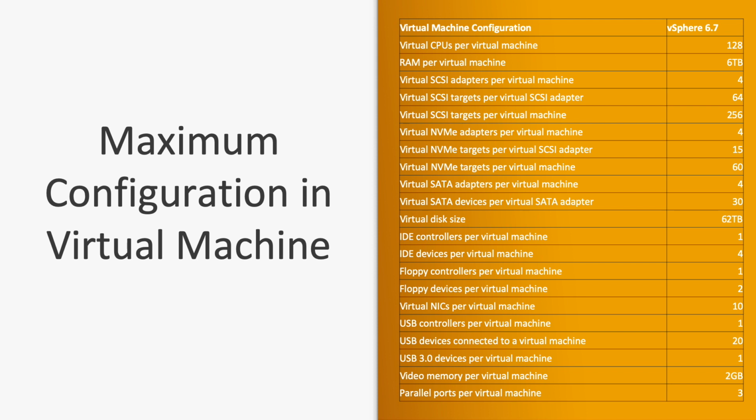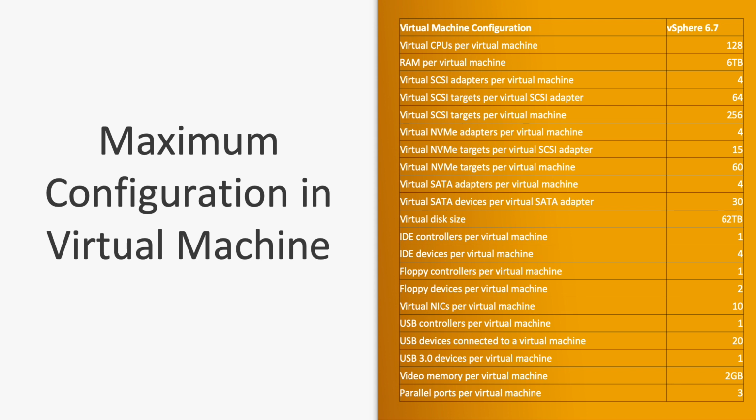IDE controller per virtual machine is 1. IDE devices per virtual machine is 4. Floppy controller per virtual machine is 1. Floppy devices per virtual machine is 2. Virtual NICs per virtual machine is 10. USB controller per virtual machine is 1. USB devices connected to a virtual machine is 20.